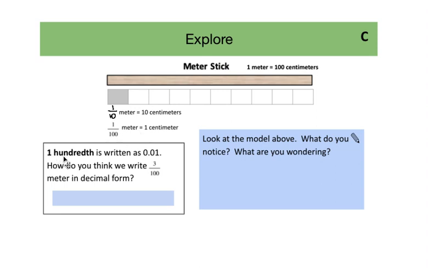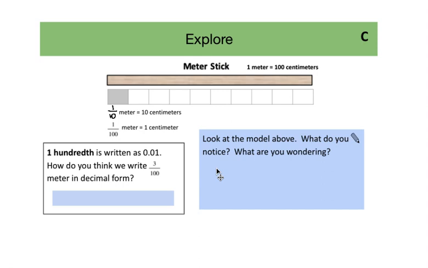So here it says 1/100th is written as 0.01. How do you think we write 3/100ths of a meter in decimal form? And you also have some questions here. Look at the model above. What do you notice? What are you wondering? So go ahead and answer those questions, and when you're ready, you can unpause.